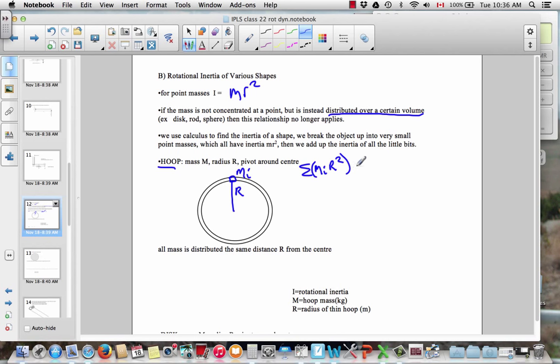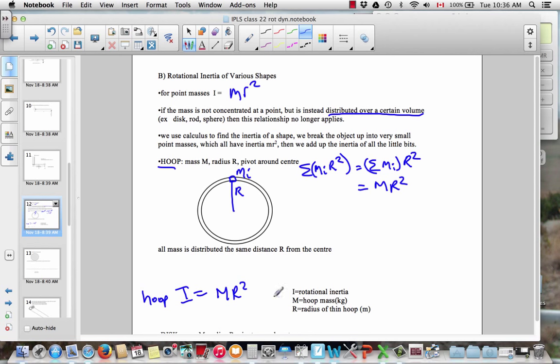So because r is the same for all of them, we can pull it out of the sum just by factorization. And we end up summing up the little bits of mass. Well, summing up the little bits of mass gives us the total mass. So we find for a hoop, because all the mass is the same distance away from the center, hoop inertia ends up being just the same as point mass inertia, although m and r mean different things.